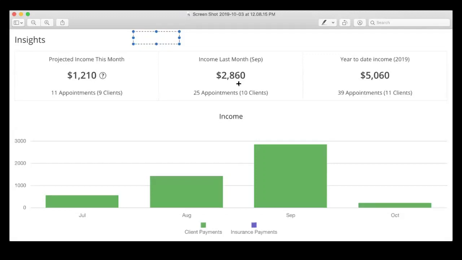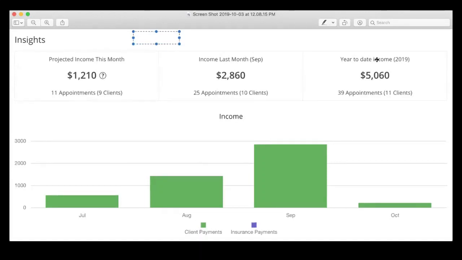So here's one easy way to calculate your lifetime value, right? You have a number over here that says 5,060. You have 39 appointments and you have 11 total clients. So because this is about a 3 to 4 month sample, that's actually a great sample size. Okay.